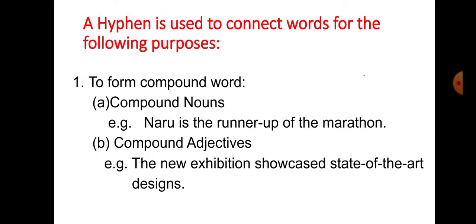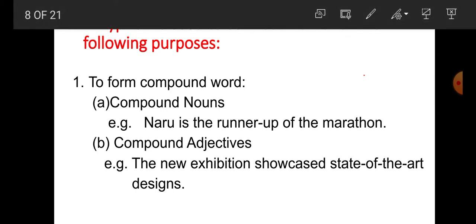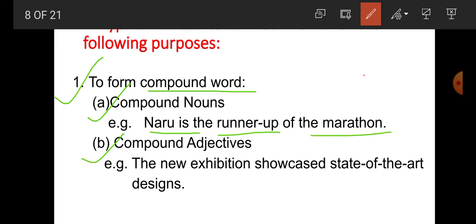A hyphen is used to connect words for the following purposes. So what is the purpose here? Number 1, to form compound words: first one compound noun and second one compound adjective. Students, Naru is the runner-up of the marathon. So here what is runner-up? Runner-up is a noun, and here it is a compound noun. So here two words, runner and up, become a compound word. How? With the help of a hyphen.